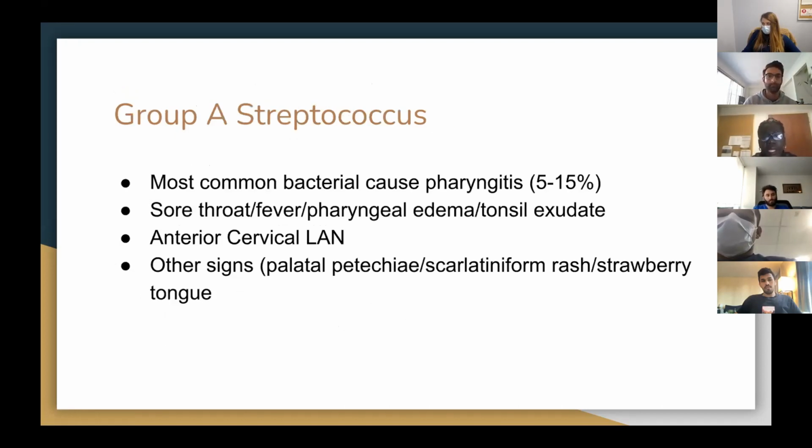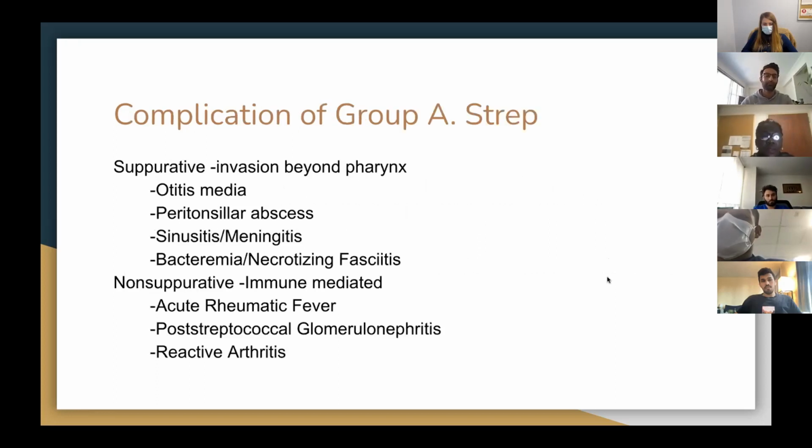Generally, as you will know, you will get pharyngeal edema, tonsillar exudate, anterior cervical lymphadenopathy, in addition to fever and the sore throat. You can see in some cases the palatal petechiae and the scarlatiniform rash, which looks like you got sunburn. It's kind of like very tiny red bumps all over you. And then the strawberry tongue, which I really have not seen much of in my own career.